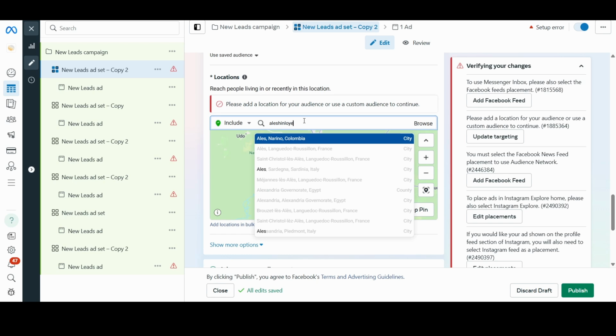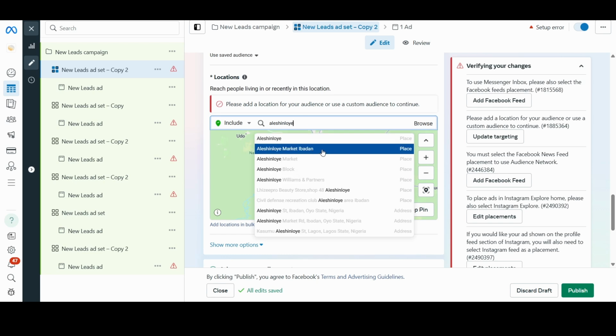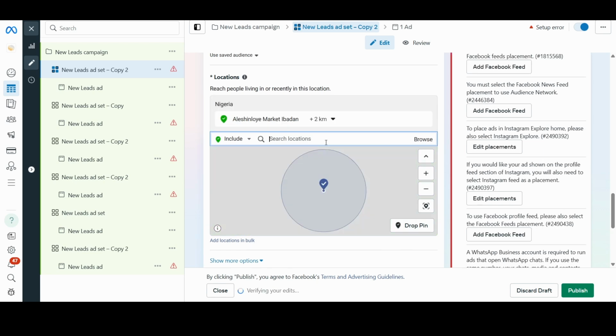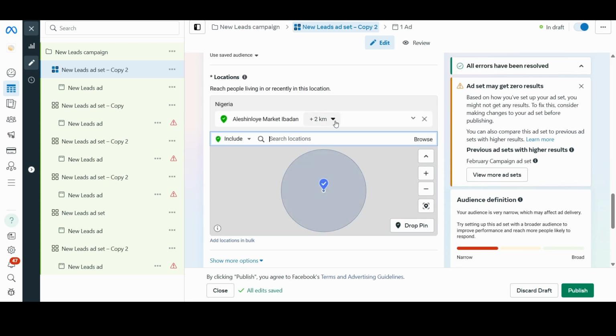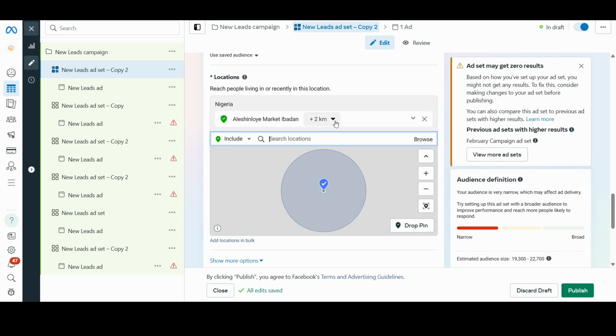Aleshinloye market, that's where I'm selling. Aleshinloye market, Ibadan. And you can see, pinned, Aleshinloye market, plus 2 kilometers. If I have a physical store and I want people to walk into my store, this is probably what I'll do. I could increase it to 5 kilometers because I know that people can pay transport and come if they actually like what they're seeing.